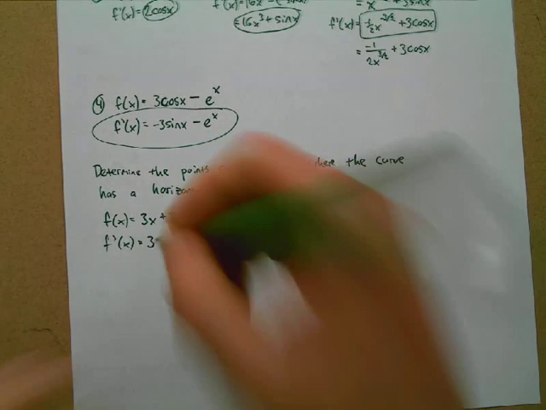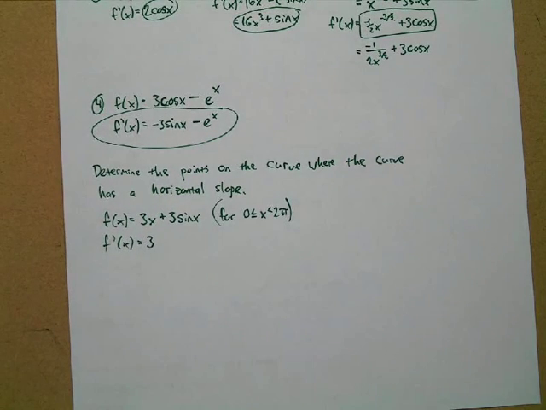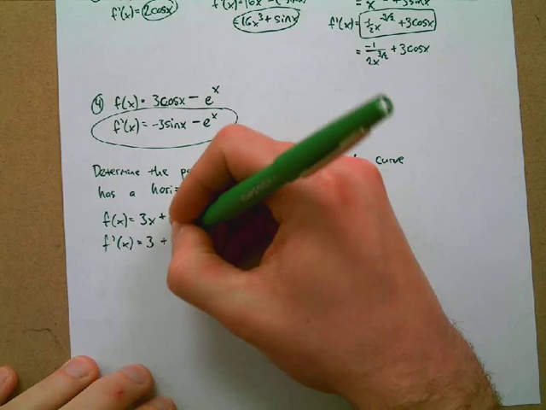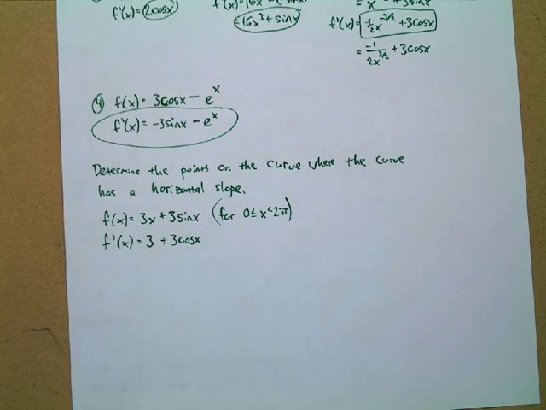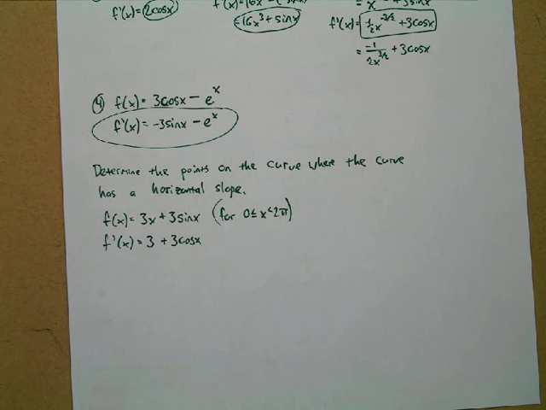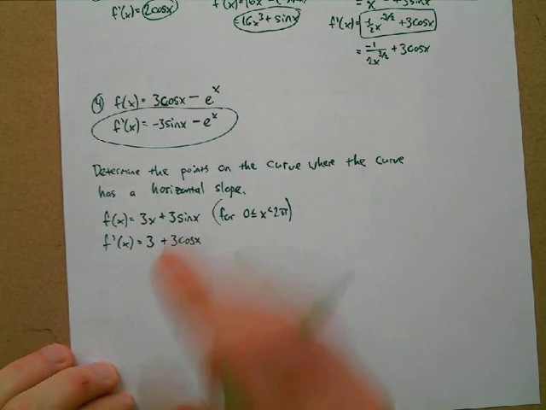But we're not just interested in the slope at any point. We want to know the points where the curve has a horizontal slope. So if we have a horizontal slope, what is the numeric value of that slope going to be? 0. Okay? So we want to know where our slope is 0. So we set our derivative equal to 0. The derivative describes the slope of the function. We want to know when our function's slope is 0.